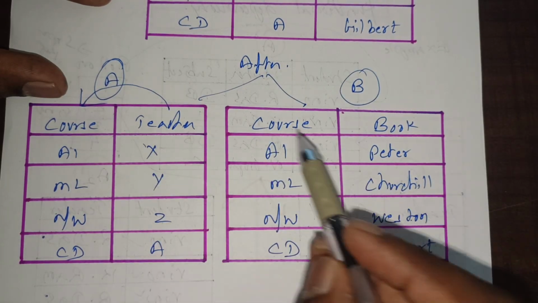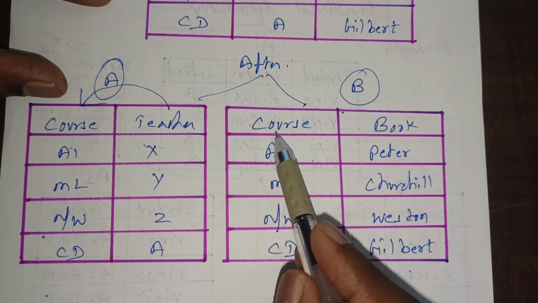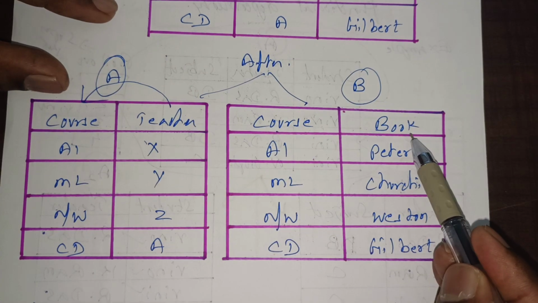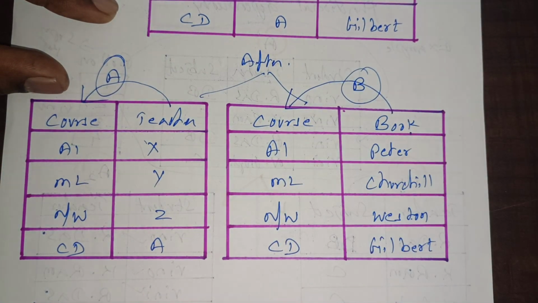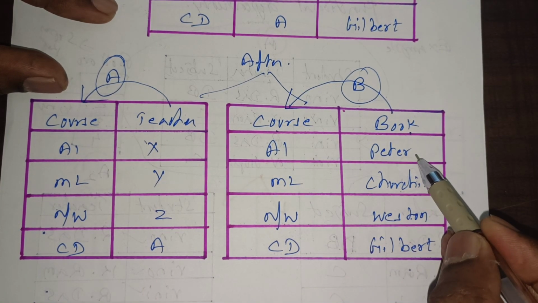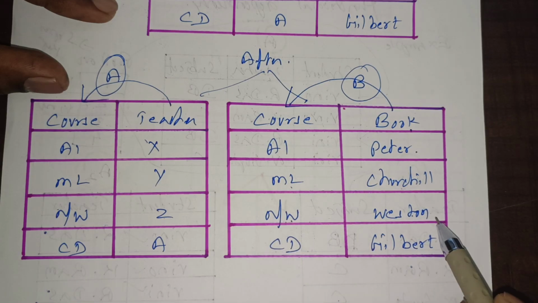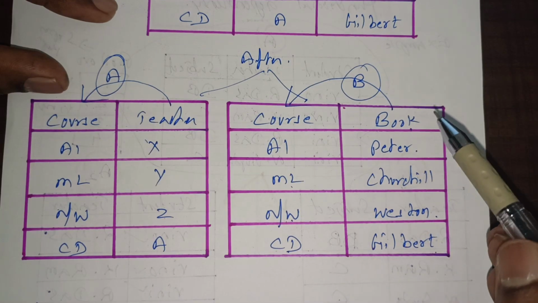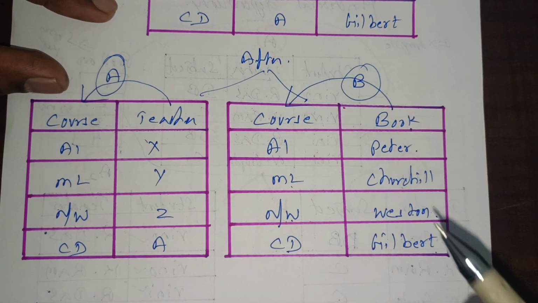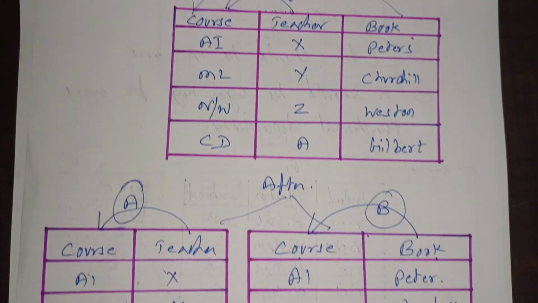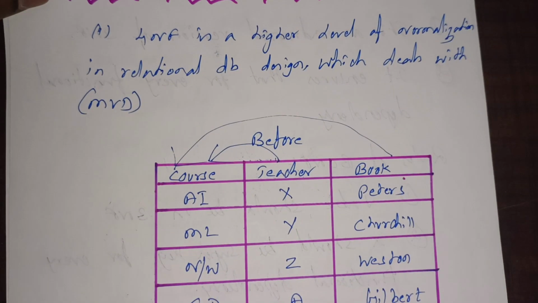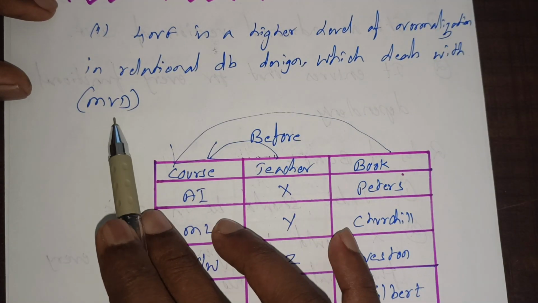So let's check this one more table here. You can check this one more table, that is course and book. Okay, now this book column is dependent on this course column, right? So AI is Peter, ML is Churchill, network is Weston, CD is Gilbert, right? So there is no other column here to depend on this course. So what we did exactly here is we have avoided multi-value dependency.